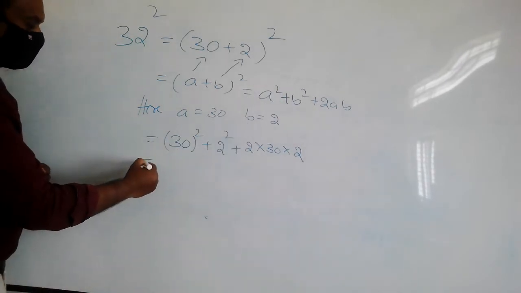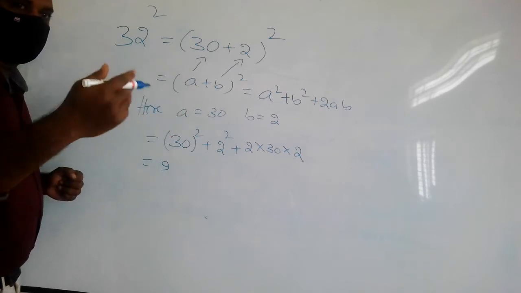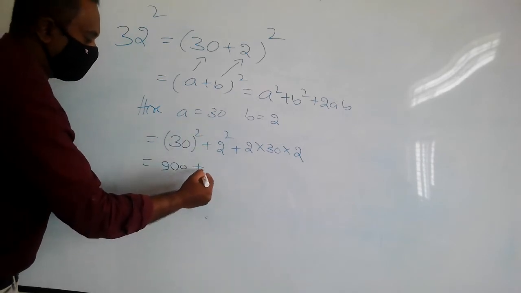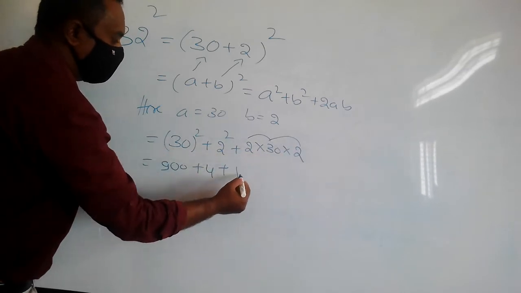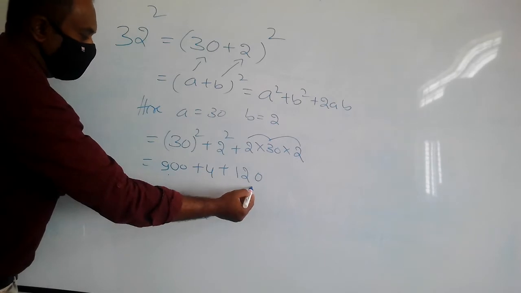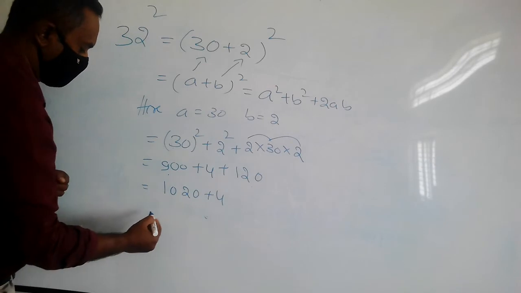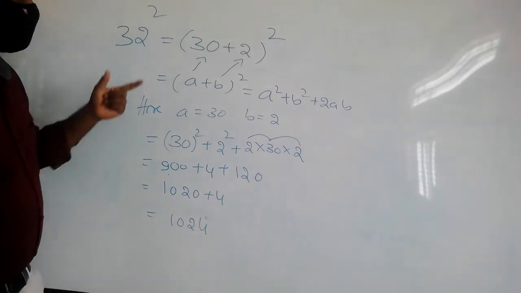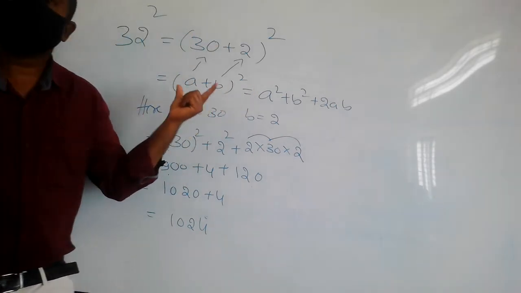So 30 square: 3 3s are 9, and there is a single 0, so in the square it will be double 0, that is 900. 2 square means 4. Then 2 3s are 6, 6 2s are 12, so 120. 900 plus 120 is 1020, plus 4, 1024. Understood? This is the way of finding the square of a given number using algebraic identities.